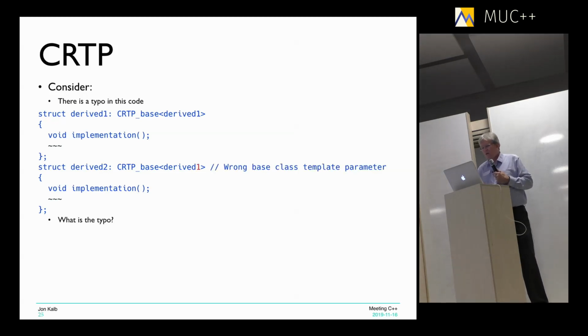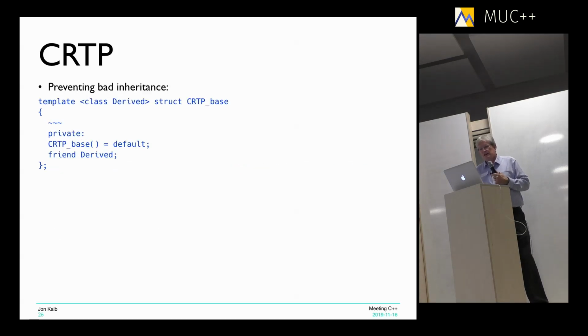Well, what we can do here is we can make the constructor of the base class private, which means the only way we can construct this object is if we're doing it from either a member or a friend. And then we will declare the derived class to be our friend.